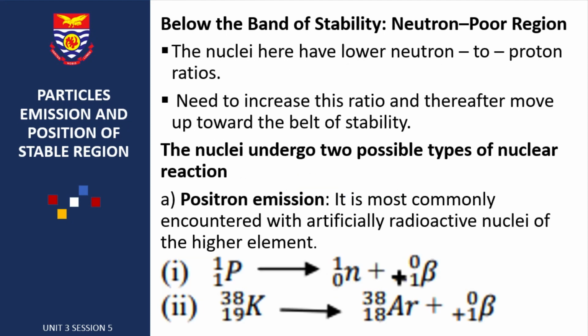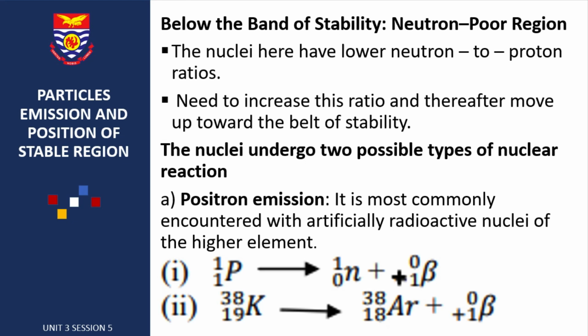In this slide, we shall be looking at particles that are emitted when a nuclei finds itself below the belt of stability. Whenever a nuclei is below the belt of stability, it means that the number of neutrons is less than the number of protons. There will always be the need to increase the ratio of neutron to proton, and this is done by the nuclei trying to move up the belt of stability. In doing this, there are two possible types of nuclear reactions that the nuclei undergo in order to move up the belt of stability.